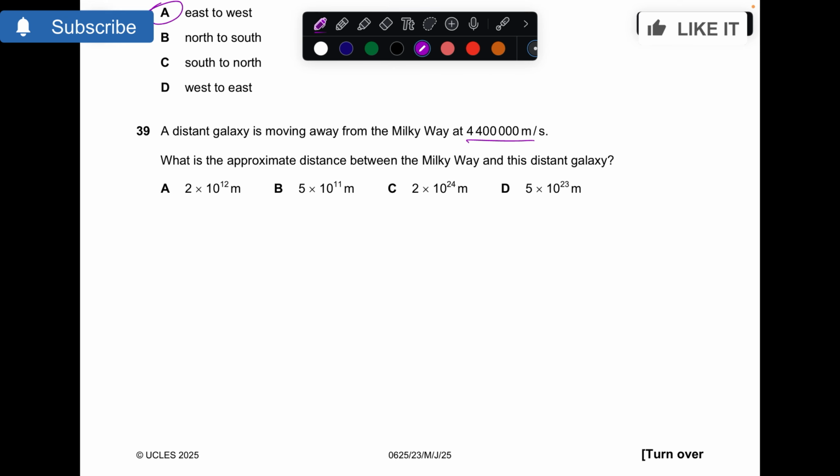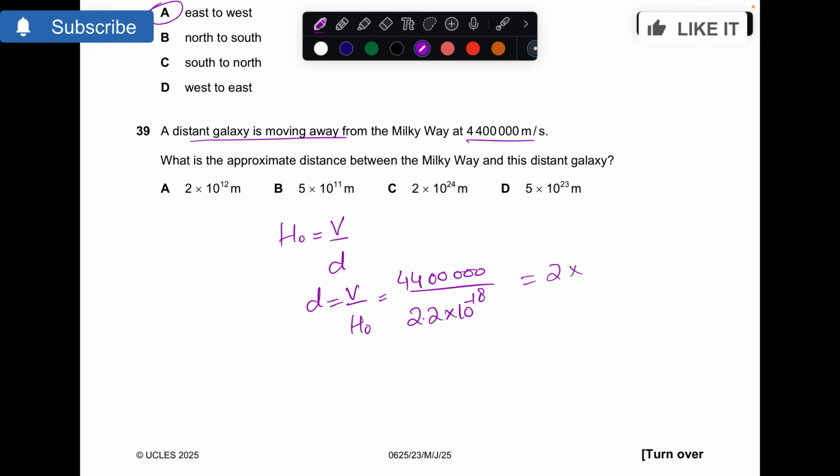Okay, whenever they talk about the expansion of the universe, you have to use the Hubble formula, the Hubble constant relation. H naught is equal to V over D. You have to find D, so D is V over H naught. Put the values: 4400 with 3 zeros, and H naught is 2.2 times 10 raised to the power minus 18. You have to memorize this value. So that will give you 2 times 10 raised to the power 24 meters.